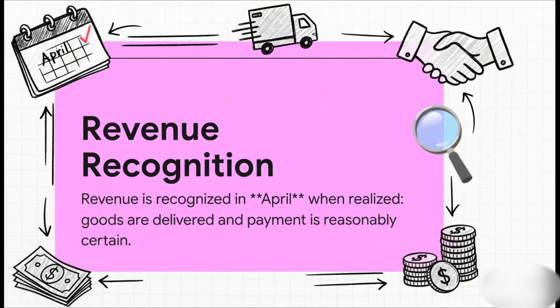And this is all because of something called the Revenue Recognition Convention. The rule says that revenue gets counted, or recognized, when it's been earned and realized. That magic moment isn't when the order is placed or even when the cash arrives. It's when the company has done its part, delivered the goods, and is pretty sure they're going to get paid.